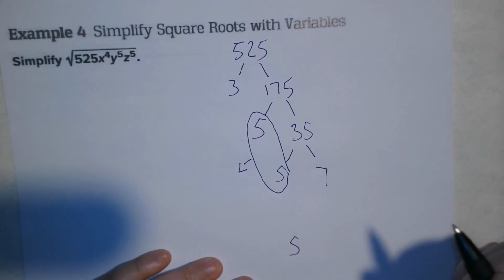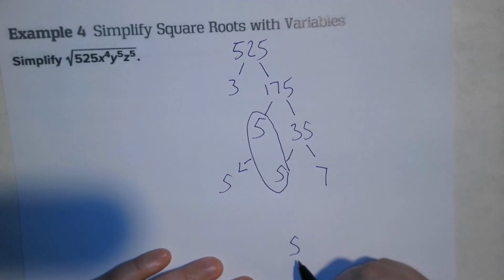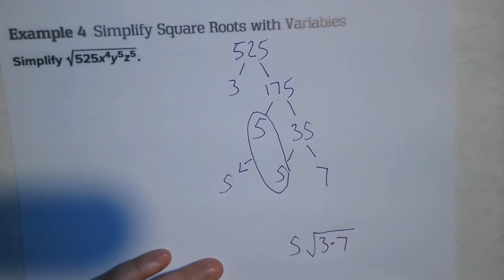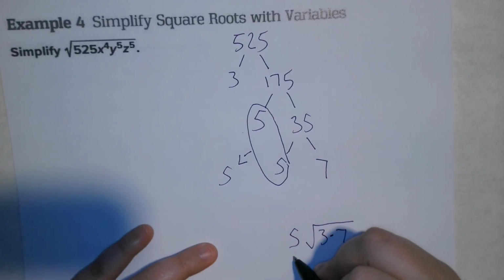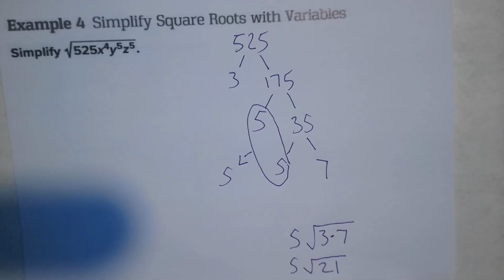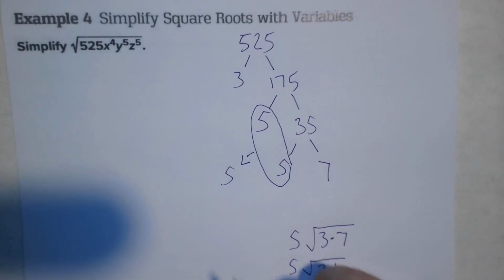5 on the outside. Oh, I forgot to write my 5 here. And then inside I have 3 times 7. 3 times 7 is 21, so I have 5 to the square root of 21. Okay, but I'm not done.